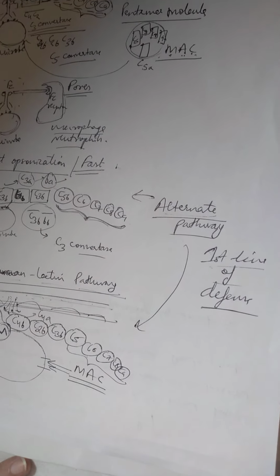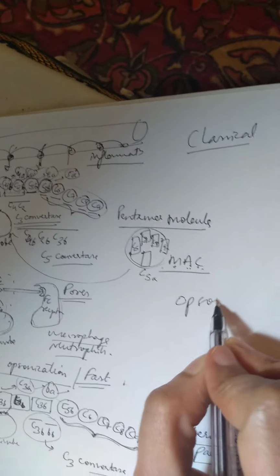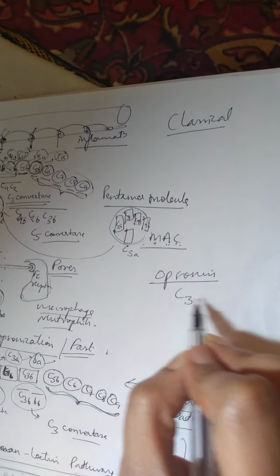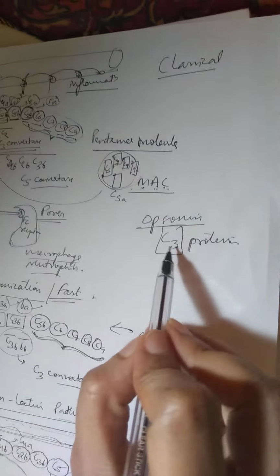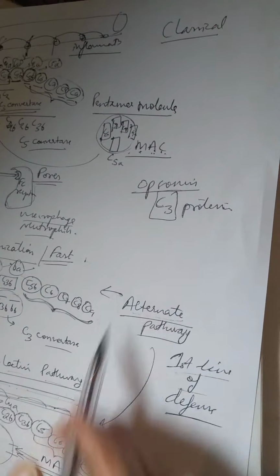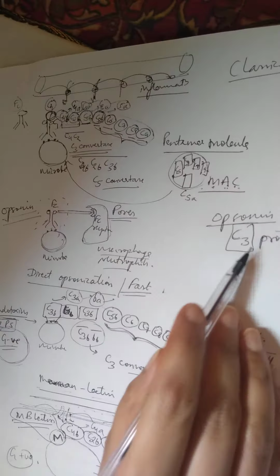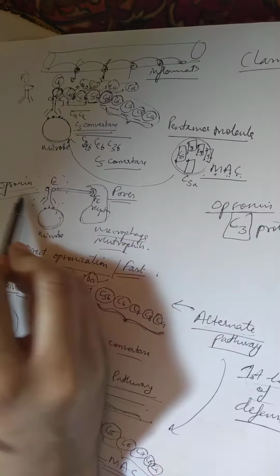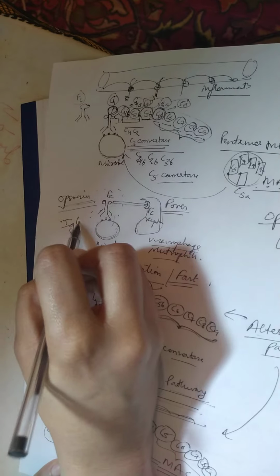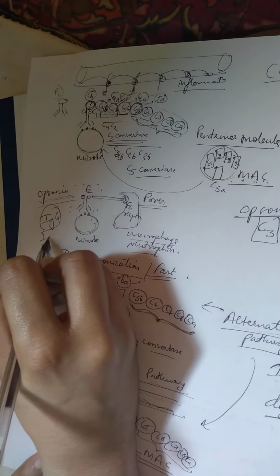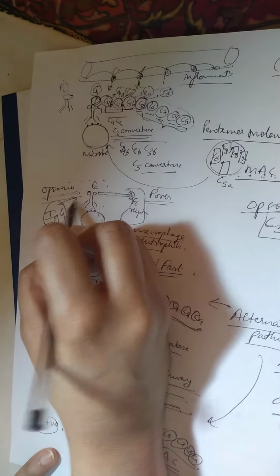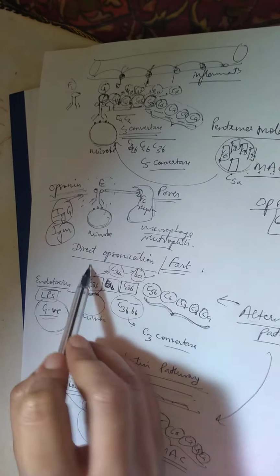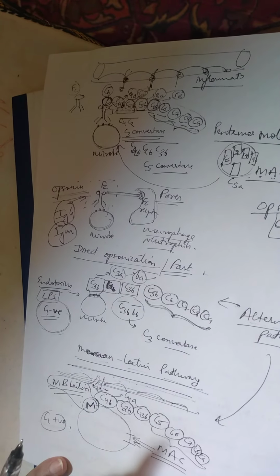Also, I have already talked about the opsonin molecules. One opsonin molecule is the C3 protein, which I have not discussed. Let me discuss this with you. We have already mentioned that one opsonin molecule is the IgG, or the IgM. So this IgG is acting as an opsonin molecule. So we can say this is the direct opsonization.